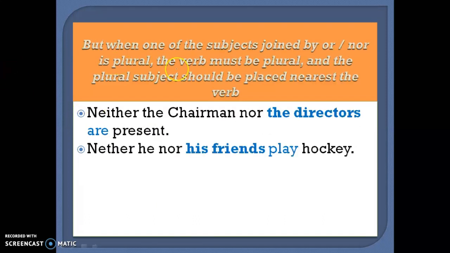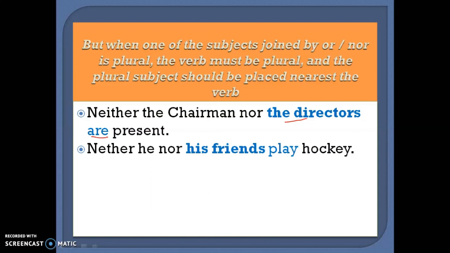But when one of the subjects, if they are joined by or or nor, if one of the subjects is plural, then we generally use a plural verb. For example, neither the chairman nor the directors are present. Are is plural, and generally we put the plural subject near the verb.